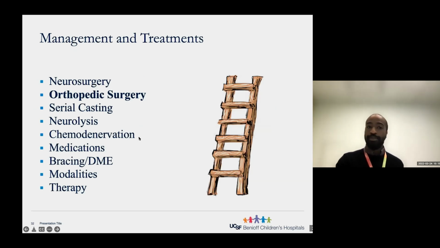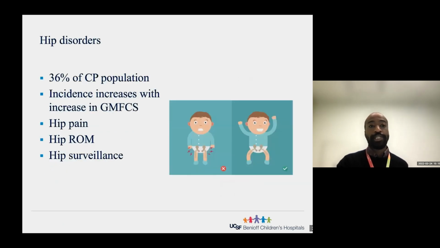So Dr. Livingston certainly gave you guys an in-depth experience into orthopedic considerations for children with cerebral palsy. I will just say that, as she mentioned, hip disorders are very common in cerebral palsy. She also mentioned how the incidence of hip disorders increases as you increase in GMFCS levels. So as their function declines, you see more musculoskeletal issues, especially around the hip. And some important features that she mentioned are pain, range of motion, and the importance of hip surveillance.